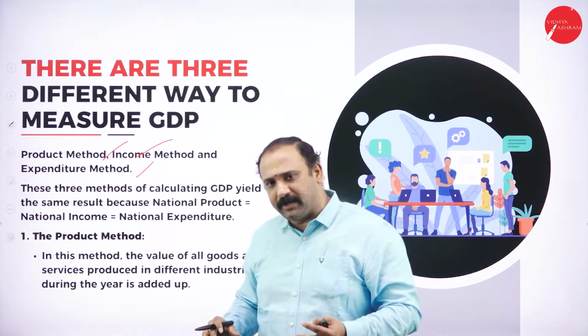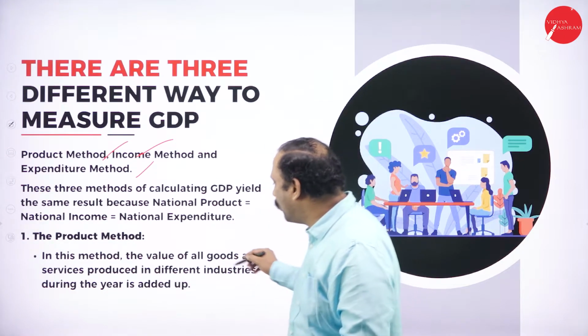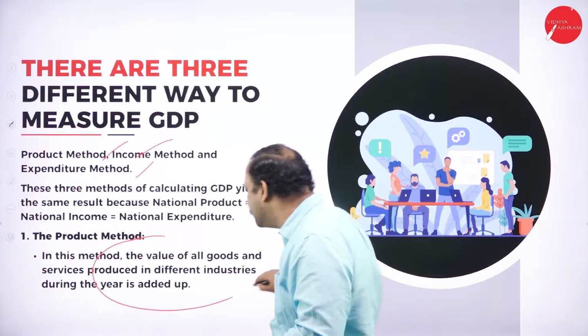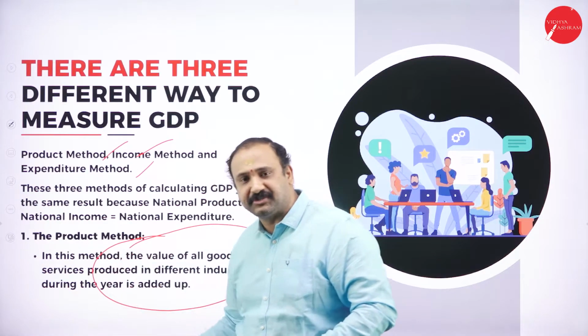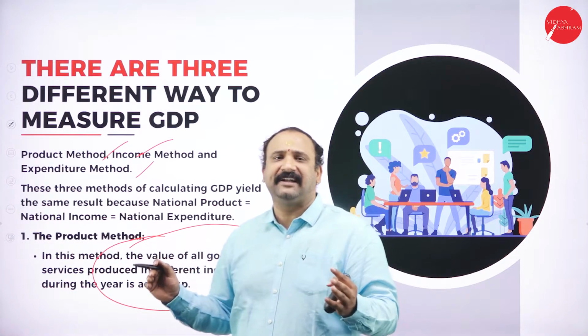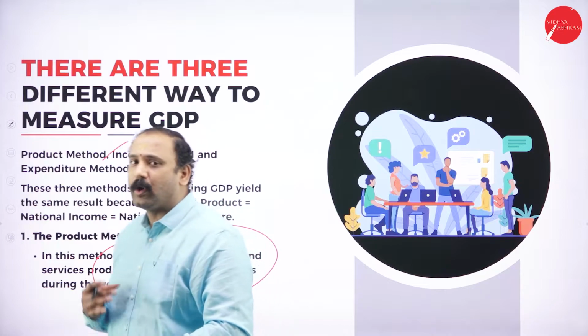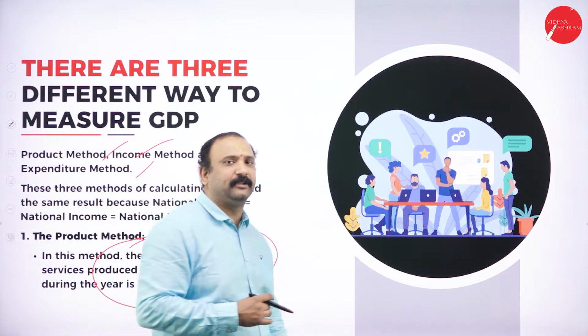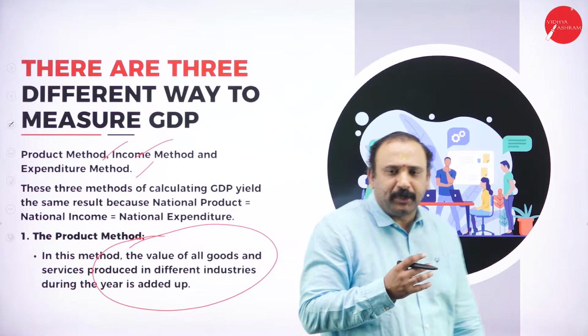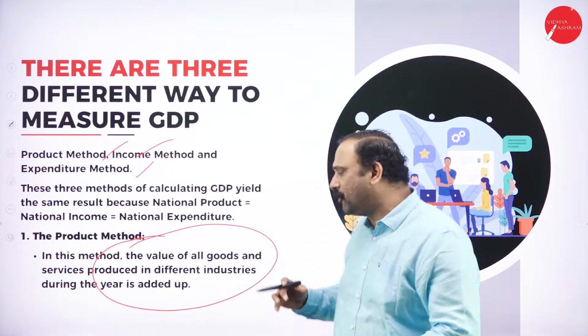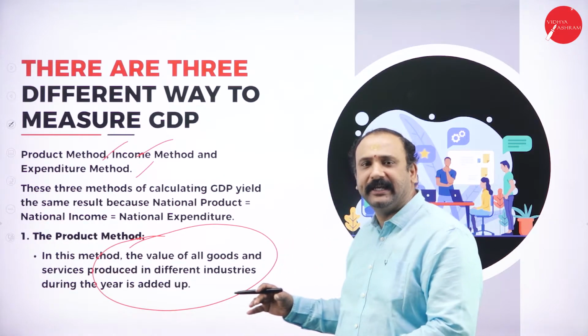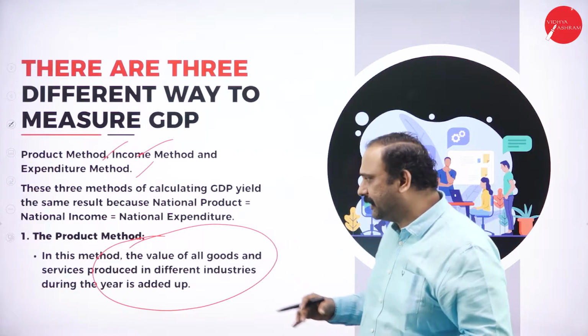We are starting with the product method. In the product method, the value of all goods and services produced in different industries during the year is added up. A very simple concept. What I mean by this product method is that I'm just going to add up the value of all the goods produced by the industries in that particular year.